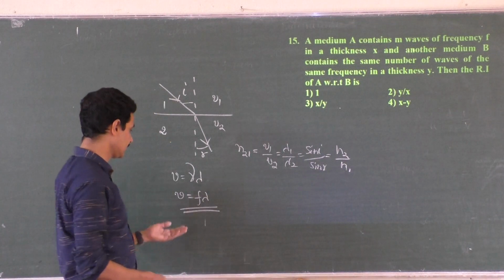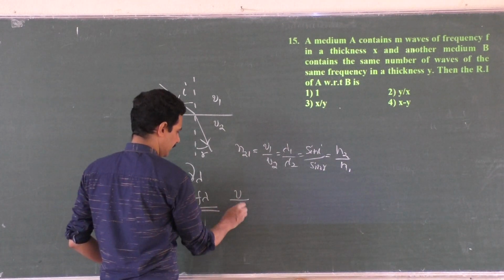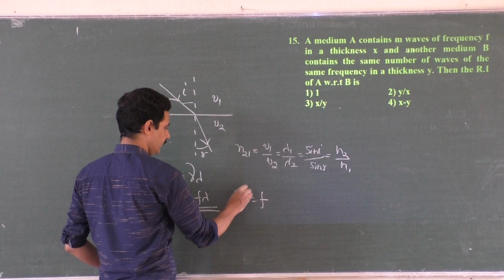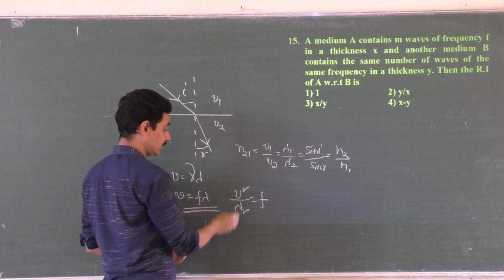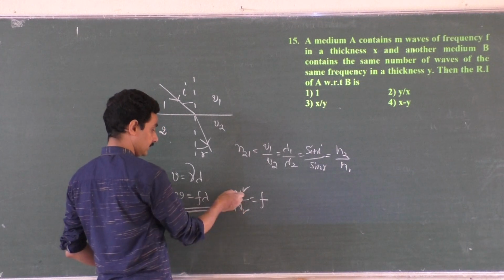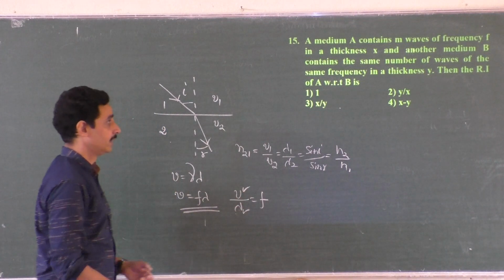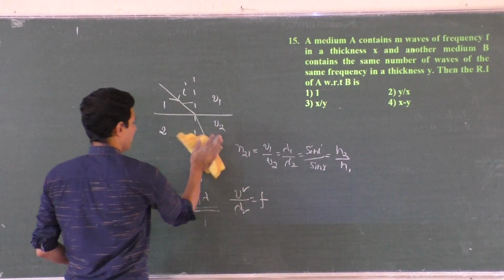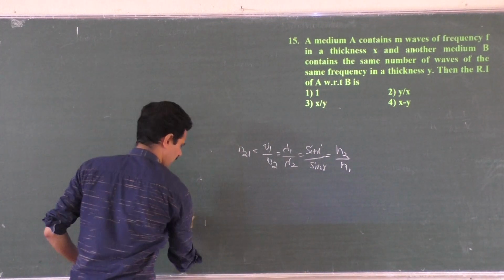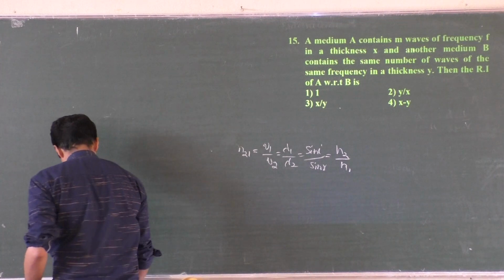If frequency doesn't change, how can it be so? v by lambda is equal to f. If v increases, lambda also increases by the same factor, so the ratio is the same. If v decreases, lambda also decreases. Now, when a wave travels from one medium to another, like this, here is the question, just to confuse you.